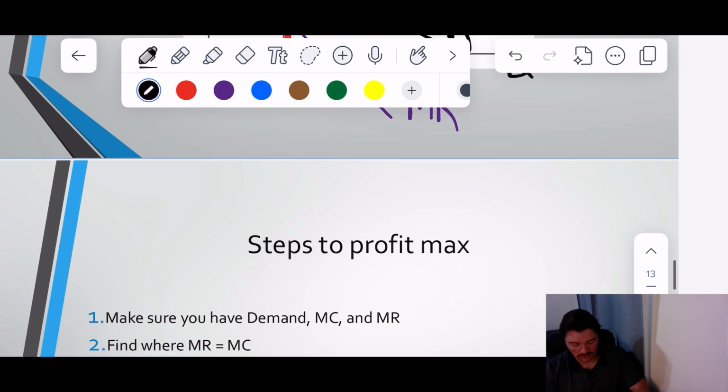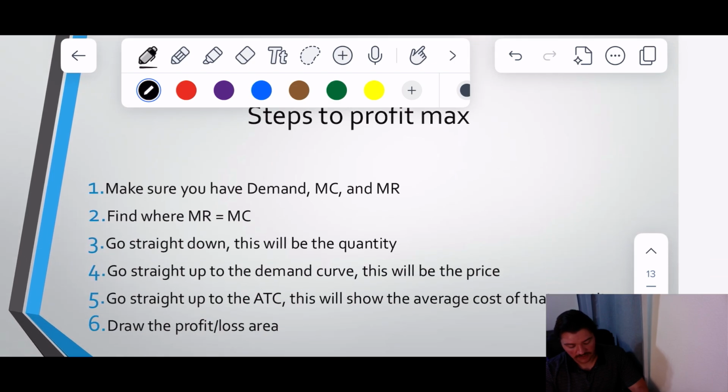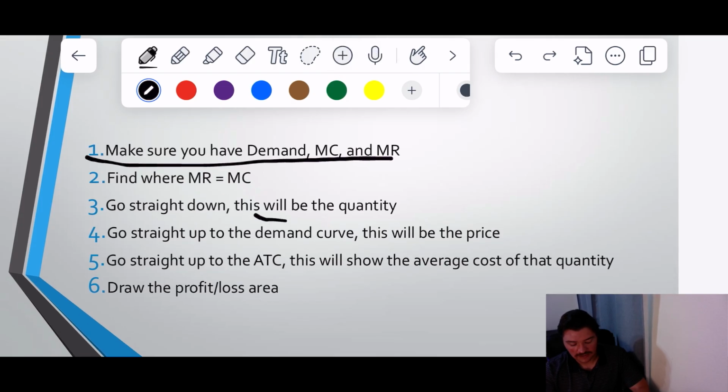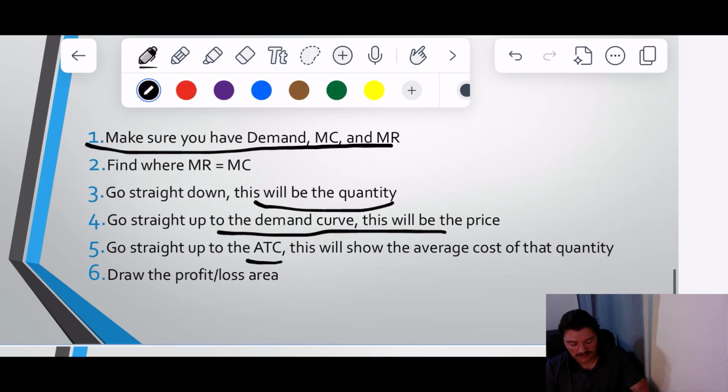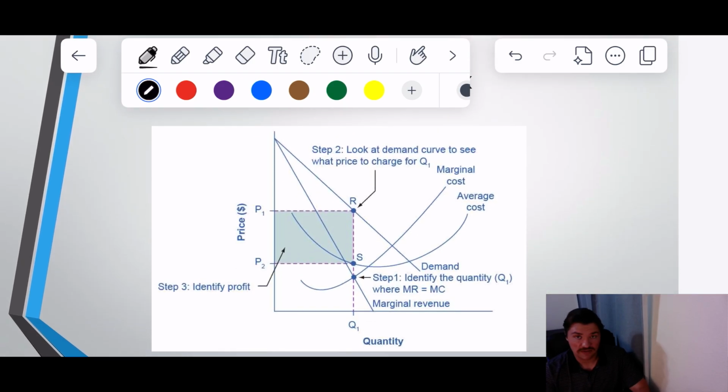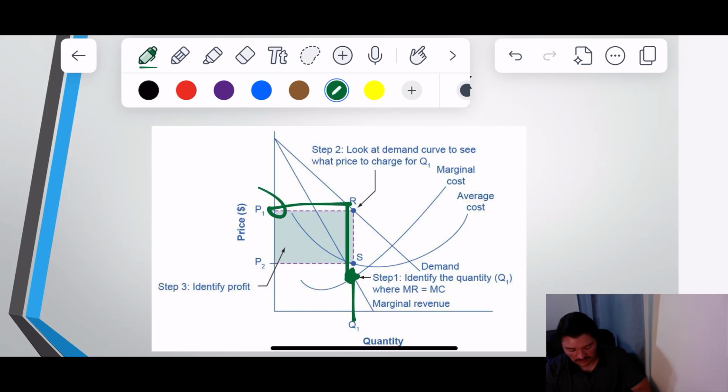Okay, so the steps to find profit max right here. You make sure you have your demand curve, your MC, and your MR. You find out where the MR equals MC. You go straight down to find the quantity. You go straight up to the demand curve to find the price. You go to your ATC, and then you can draw the profits or the losses. Okay, so I'm going to illustrate all these steps for you. But basically, again, step 1, MR equals MC. Step 2 is finding the quantity. Step 3 would be finding the price. Okay, and then from there you can find your ATC.